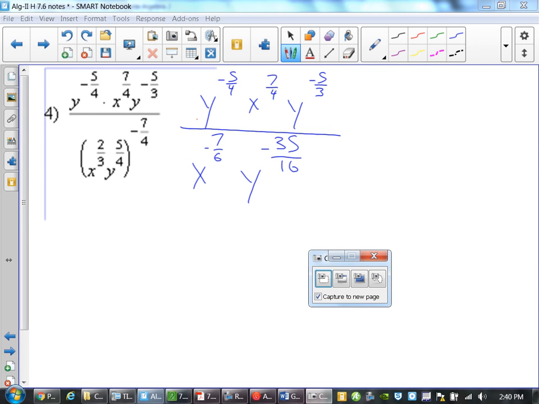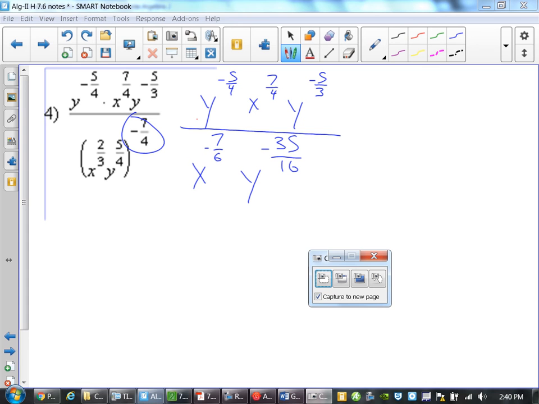Wait, time out. In the y, can you not simplify the y's on the top? I wanted to get rid of this part first before I do any of the other stuff. Because now I'm going to move everything where it has to go, and then I'll simplify. Try not to do too much at once. I want positive exponents prior to simplifying. You'll be less likely to mess up.